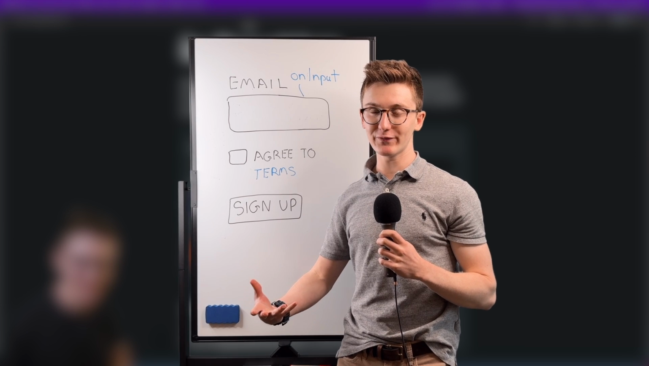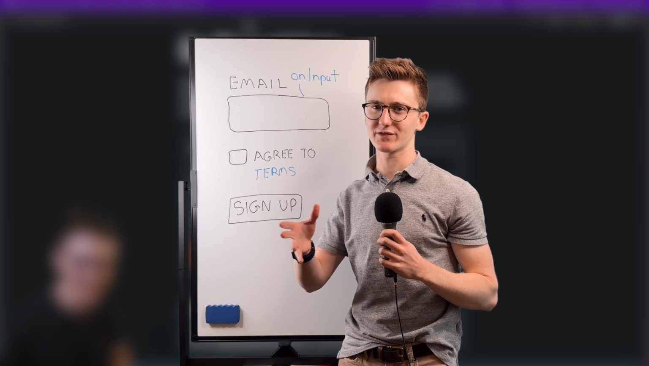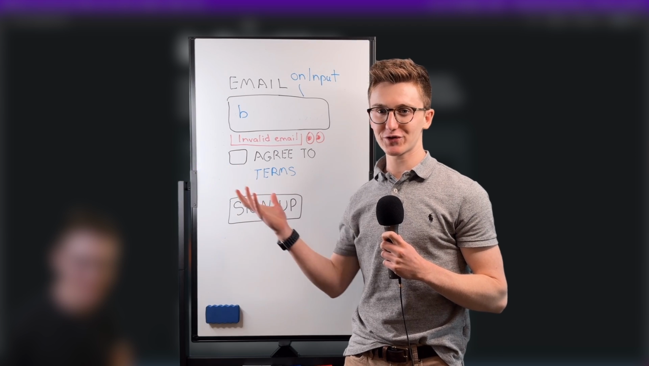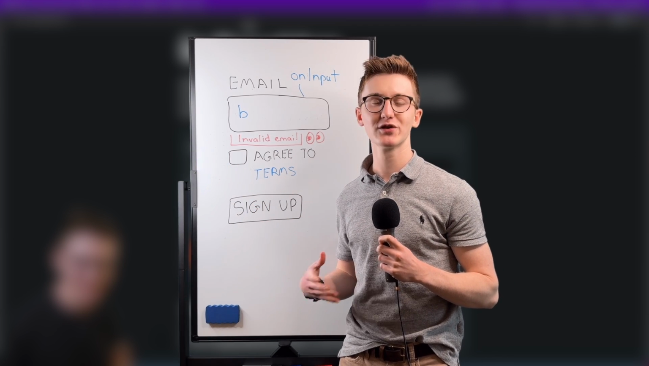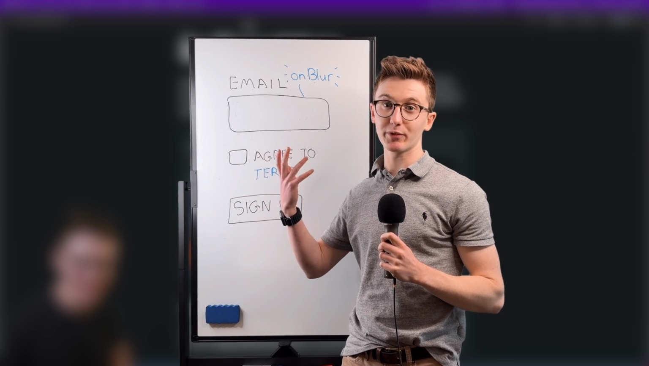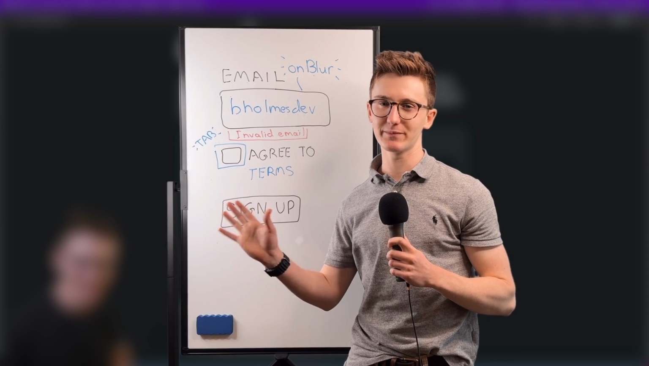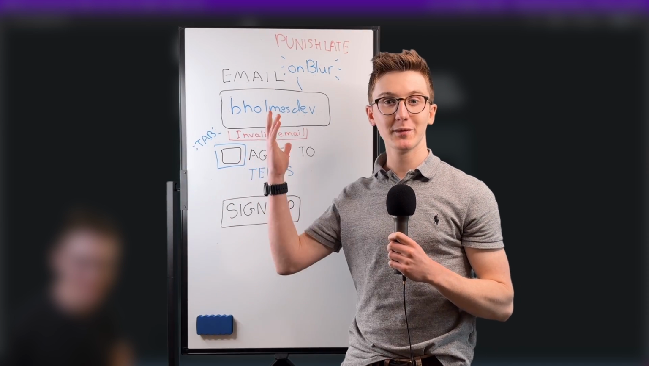So maybe we move validation to on input so it's live, but that gets pretty noisy. Typing a single character draws your attention to an error state. That's too early. What if we used on blur instead? That way we only check your work when you move on to the next input so we know you're done. In other words, punish late.